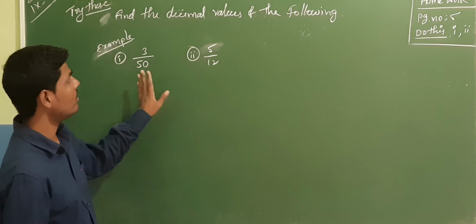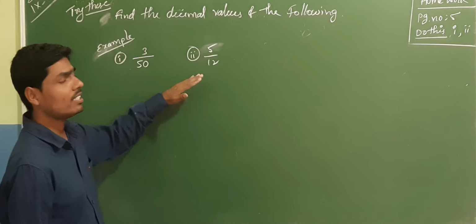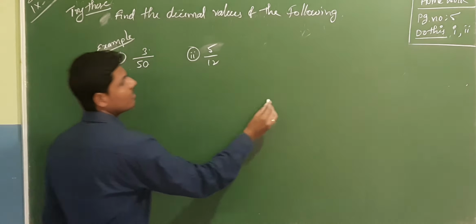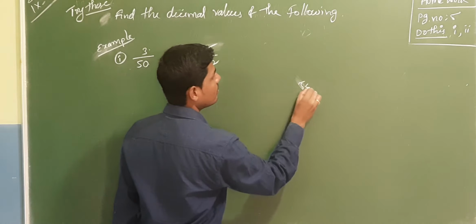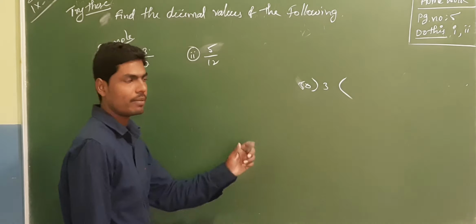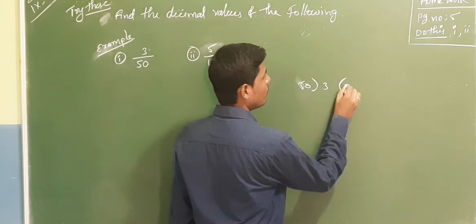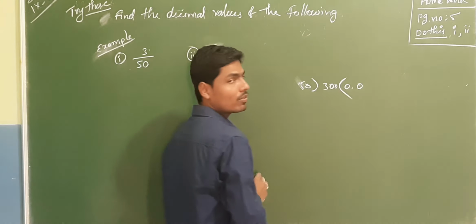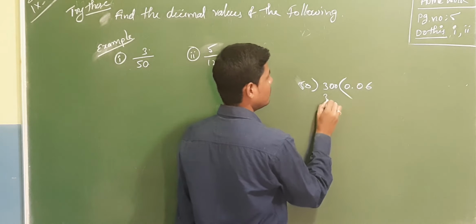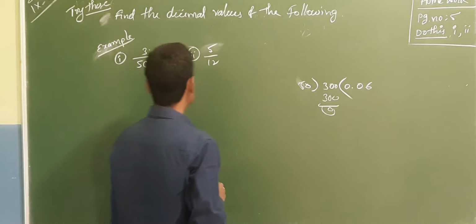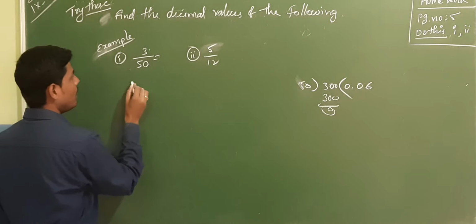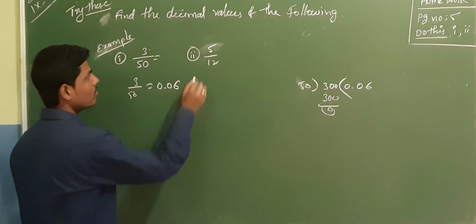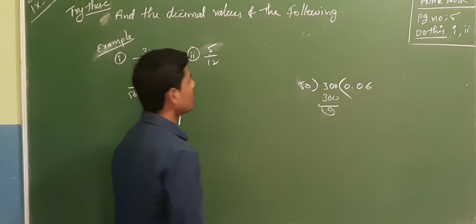Okay children, observe these two questions now. Try to change these into decimal form. Here 3 by 50. 3 divided by 50, 0.80. It is not sufficient. Take one more 0 here, 0. 50 into 6, 300. Yes, it is converted. So this process is becoming 3 by 50 is equal to 0.06. Now do this one, 5 by 12.